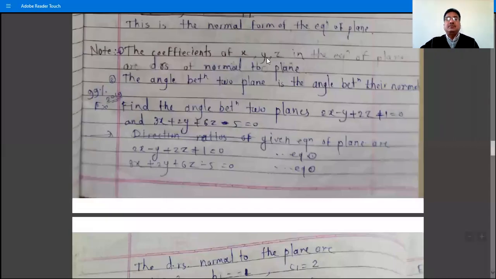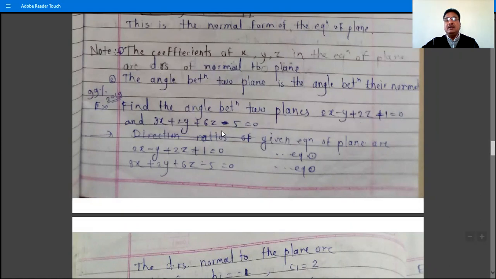So the coefficients of x, y, z in the equation of a plane are the direction ratios of the normal to the plane, and the angle between two planes is what? The angle between their normals. So the example in this note: find the angle between two planes 2x minus y plus 2z plus 1 is equal to 0, and the other plane is 3x plus 2y plus 6z minus 5 is equal to 0.